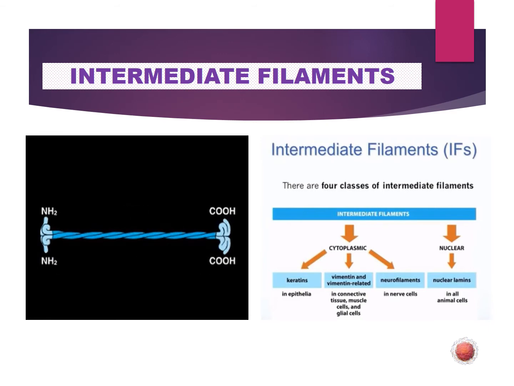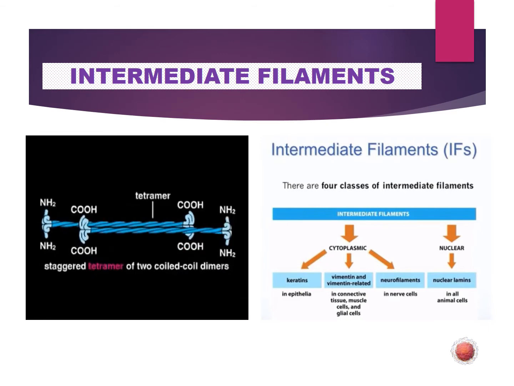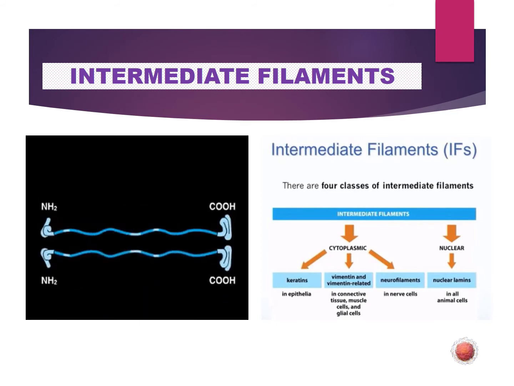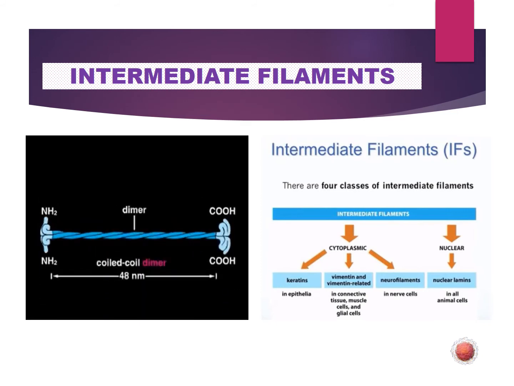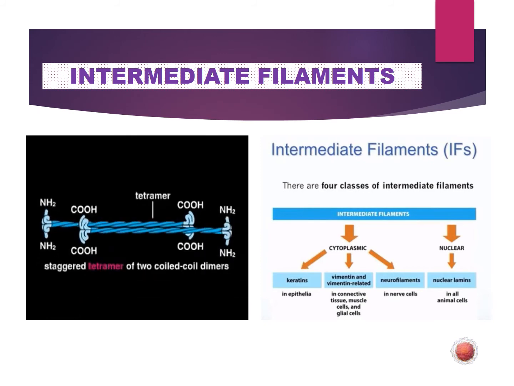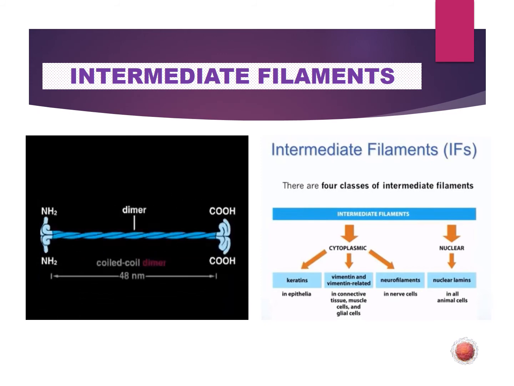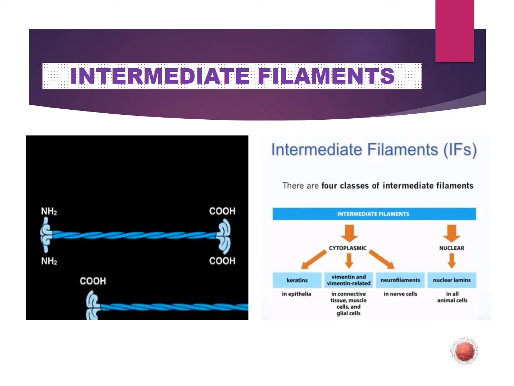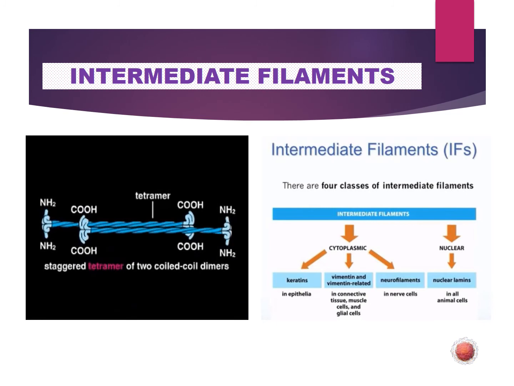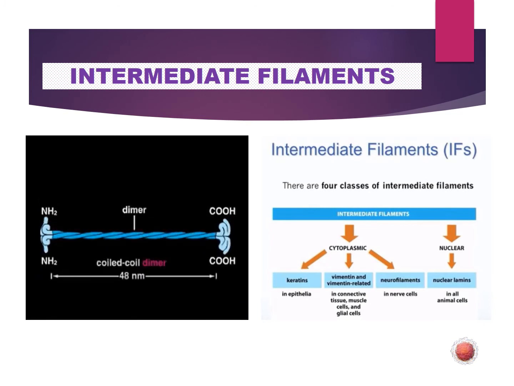On the left side of the slide you can see different types of intermediate filament. Intermediate filaments, intermediate in size at 7 nanometers, are specialized for bearing tension. Intermediate filaments are more permanent fixtures of the cytoskeleton than the other two classes. They have great tensile strength.